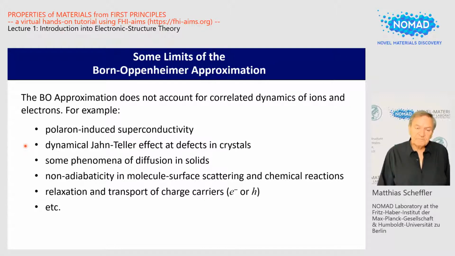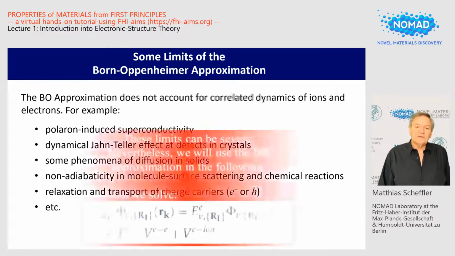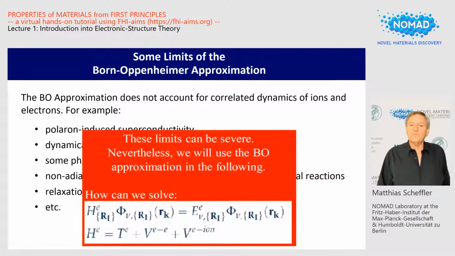There are some other somewhat similar phenomena in the diffusion of solids. There is well-known non-adiabaticity in molecule-surface scattering, and chemical reactions. And there are issues in relaxation and transport of charge carriers, electrons and holes, and so on. So we always have to keep an eye on this. If these things could happen, we have to be careful with our results. The limits can be severe, but often they are not. In the following, we will use the Born-Oppenheimer approximation. We will not go beyond that.